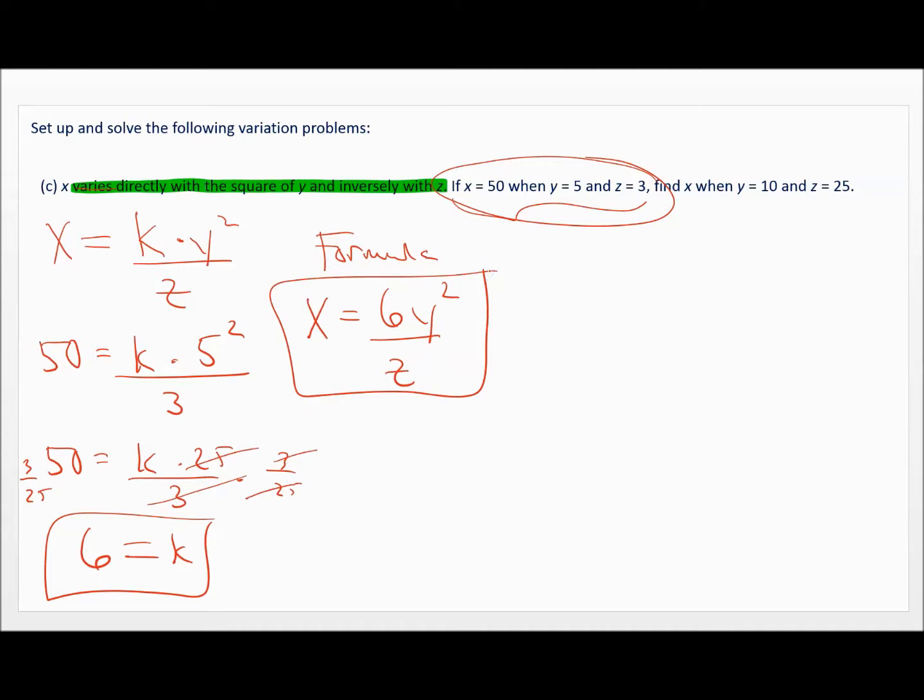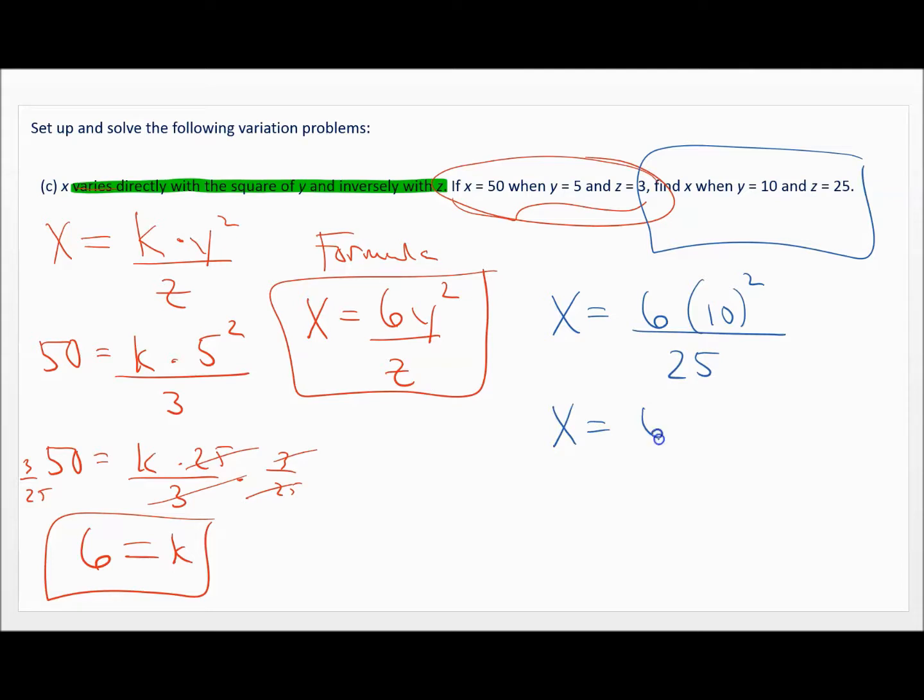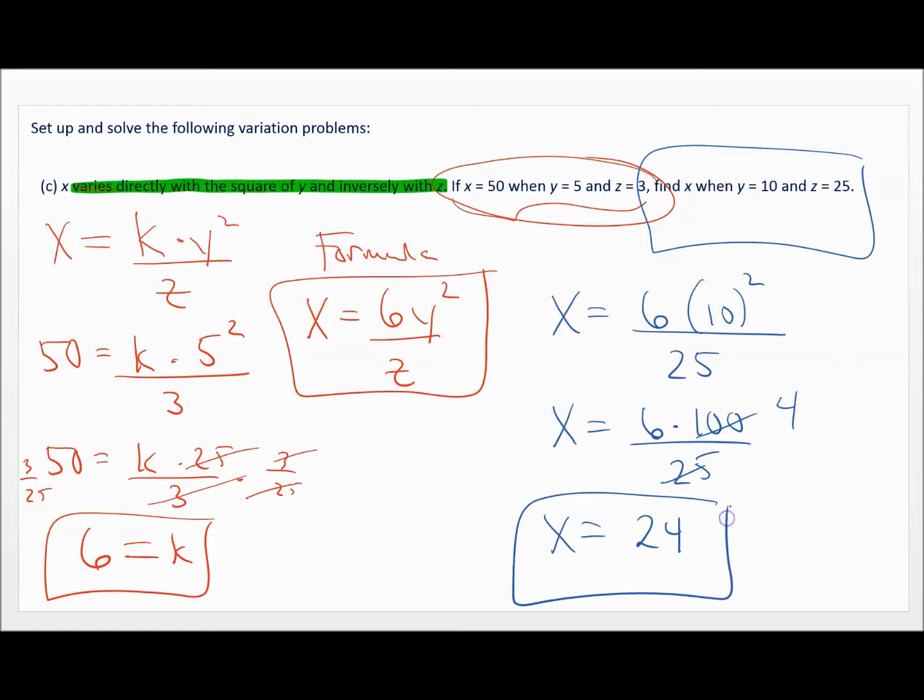Now, if there's more to the problem, like out here, it says find x when y is 10 and z is 25, you just plug into your just found formula. So you have x is equal to 6, y squared is 10 squared, over z is 25. So that's 6 times 100 over 25. Now, you can go straight to your calculator if you want. I'm just going to go 25 goes into 100 4 times. 6 times 4 is 24. So the final answer to that problem is 24.